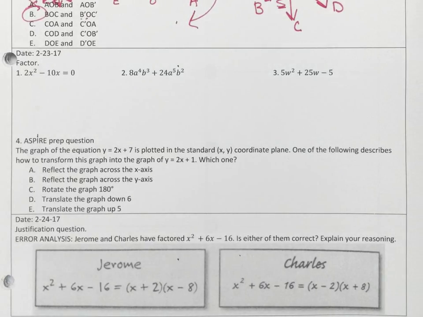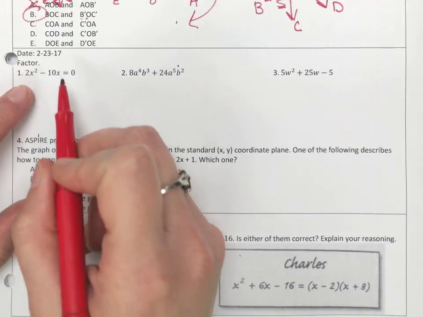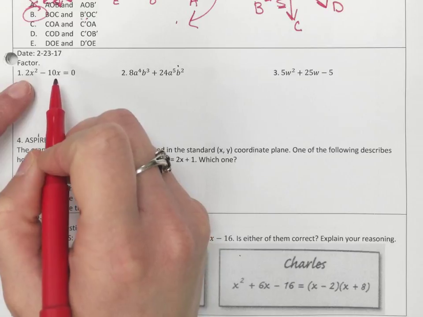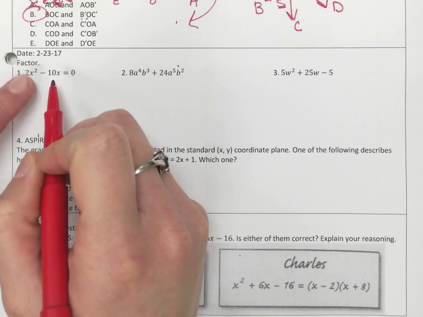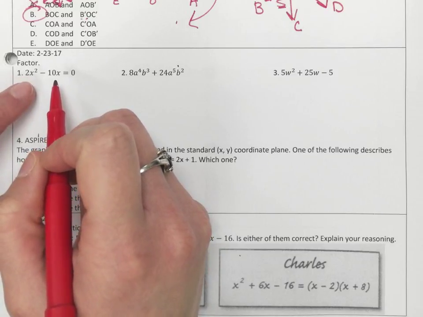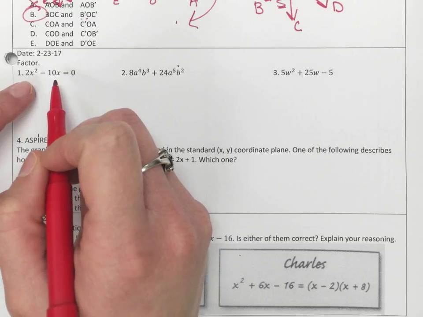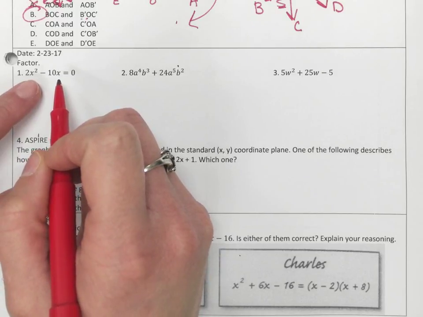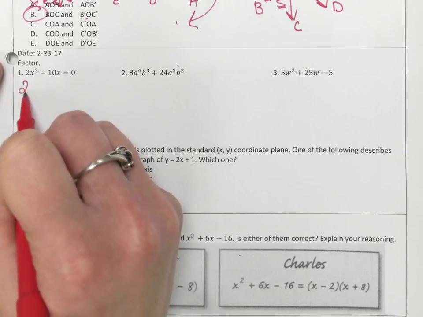Alright, Clay, you ready? Alright. What do these two have in common? 5. No, 5 won't go into 2. 2. 2, and what else? What else do they both have? The X, there you go.